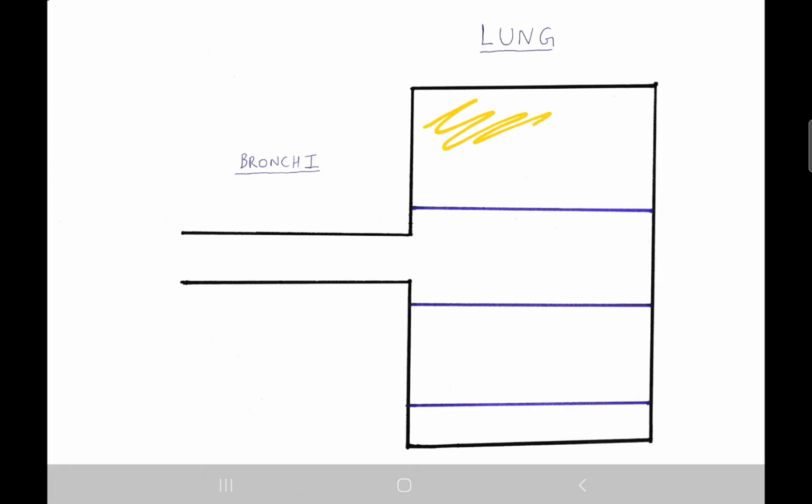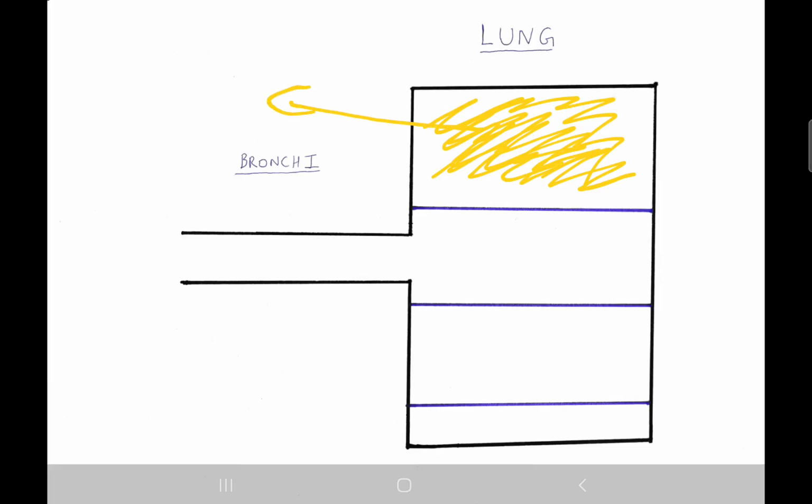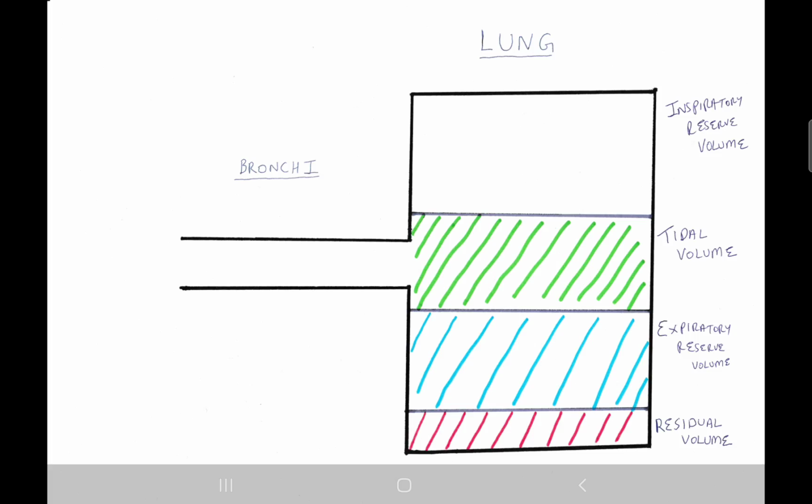Normally, this empty space is not filled with air, but only during forceful inspiration, this part gets filled with air, and this part is called inspiratory reserve volume. So this portion is called residual volume, this portion is expiratory reserve volume, this portion is tidal volume, and this portion is inspiratory reserve volume.